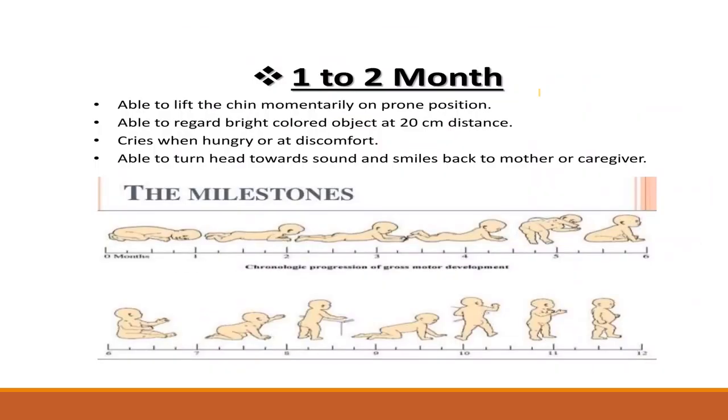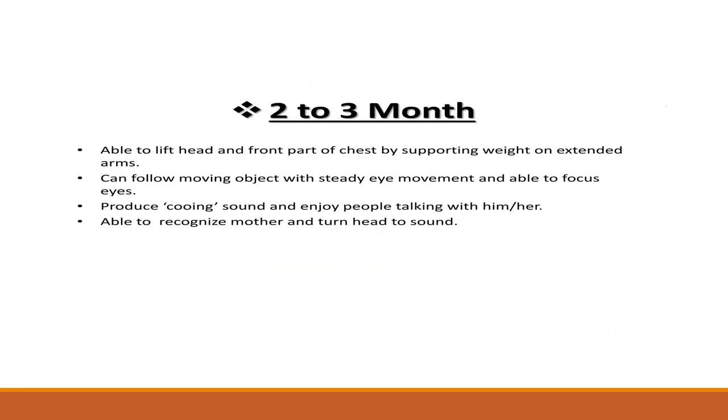During the first 2 months, 1 to 2 months, able to lift the chin momentarily and able to regard bright colored objects, they turn the head, and cries when hungry or in discomfort, and able to turn head when hearing any sound, or smile back to the caregiver. This is in 1 to 2 months. Next, 2 to 3 months, able to lift head and front part of the chest by supporting weight on extended arms.